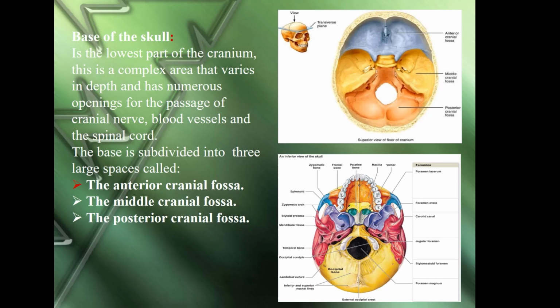Now, the base of the skull is the lowest part of the cranium. This is a complex area that varies in depth and has numerous openings for the passage of the cranial nerves, blood vessels, and the spinal cord. The base is divided into 3 large spaces called the anterior cranial fossa, middle cranial fossa, and posterior cranial fossa, as seen in the pictures above and below.